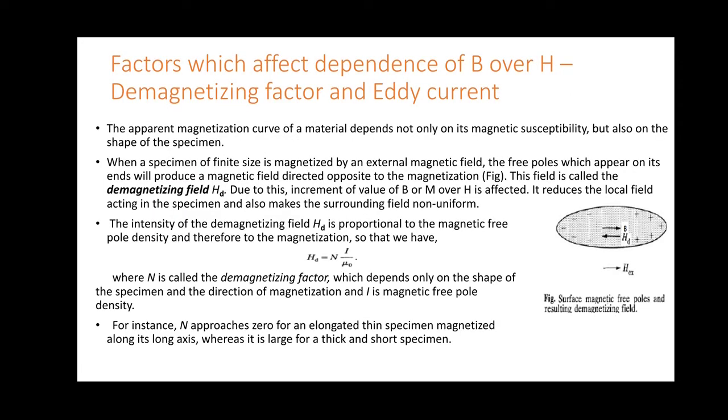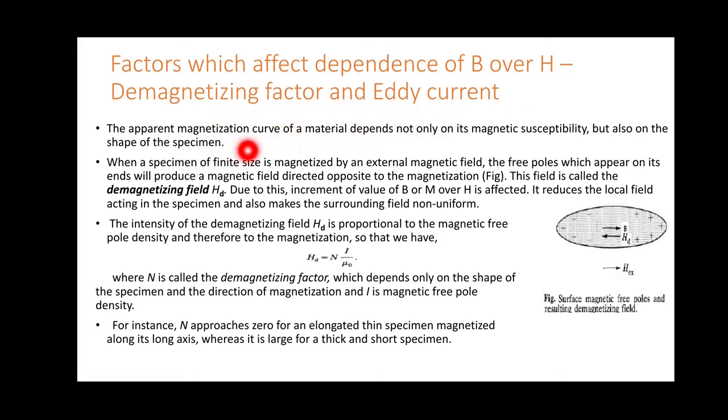Now, factors which affect the dependence of B over H: demagnetizing factor and eddy current. There are two types of factors which affect the dependence of B over H. One is the demagnetizing factor and the other is eddy current.